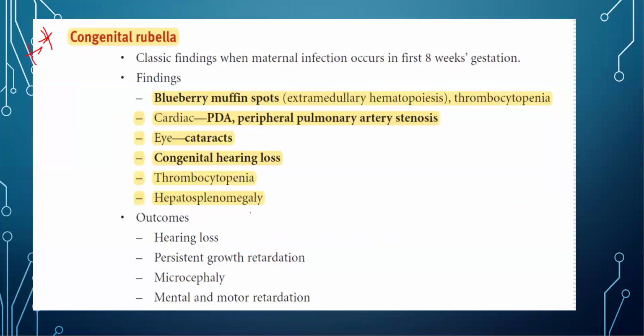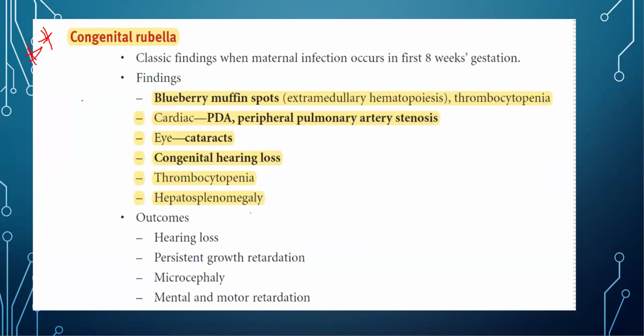But congenital rubella is very important. If the mother contracts rubella in the first trimester, the risk of having a congenital rubella syndrome baby is 80 to 85%. So almost all of them will get it.